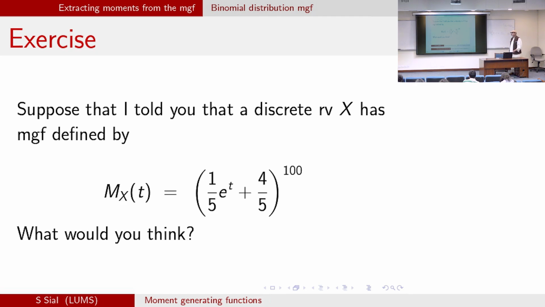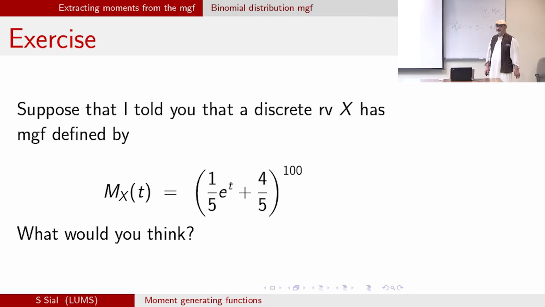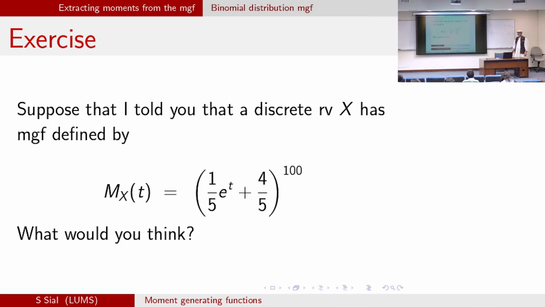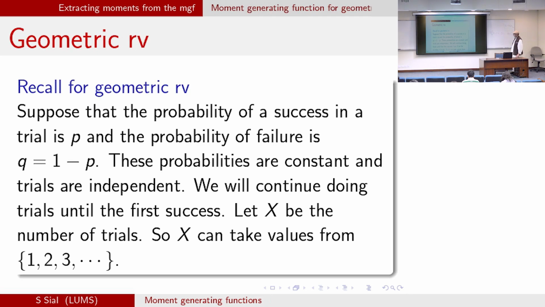Could another random variable of a different type, not of the family of binomial random variables, have this MGF? It turns out that there's a uniqueness theorem which says no. So this random variable, for which this is the MGF, is in fact the binomial random variable with parameter p equals 1/5 and n equals 100.